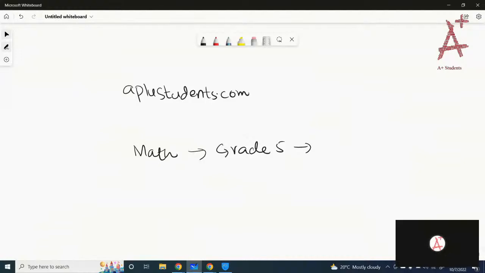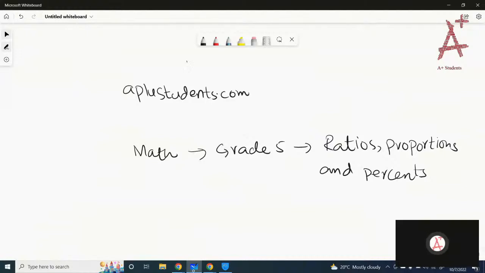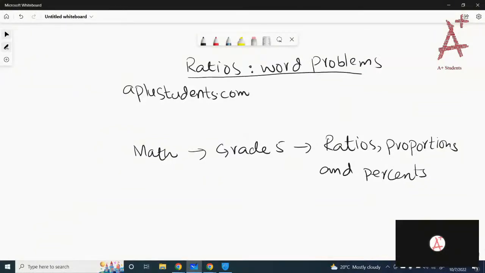And we are working on chapter 3, ratios, proportions and percents. The topic we are going to start with is ratios word problems. Please make sure you have your notebook and pencil so that you can note down the important points. Okay, let's start with the topic, ratios word problems.